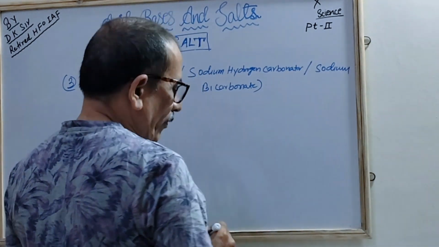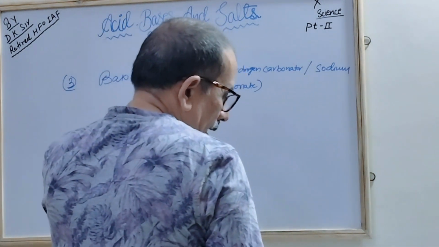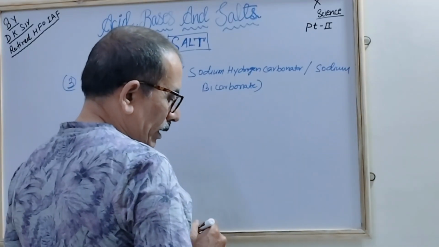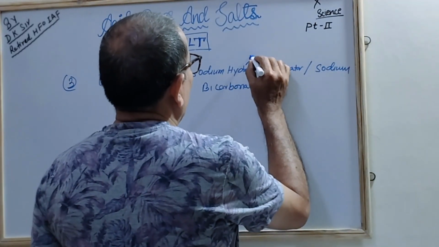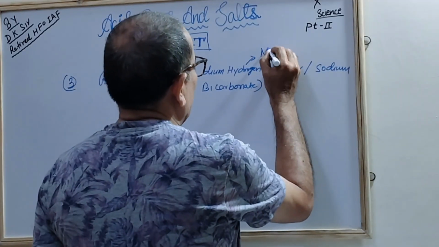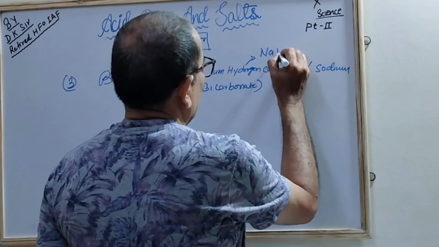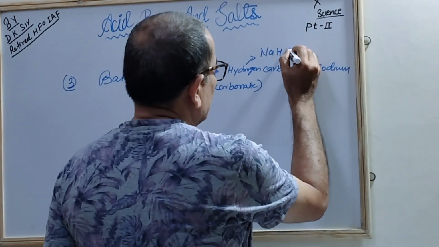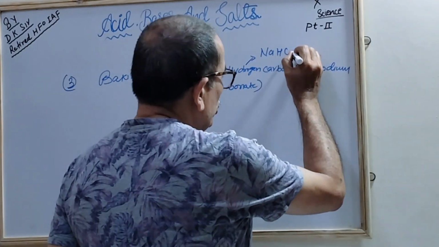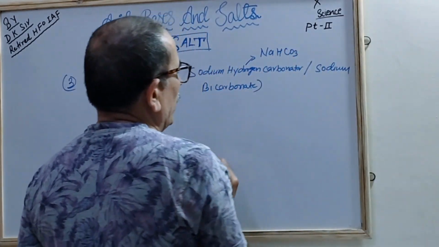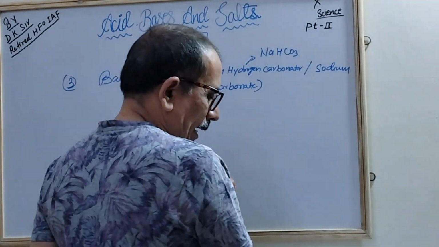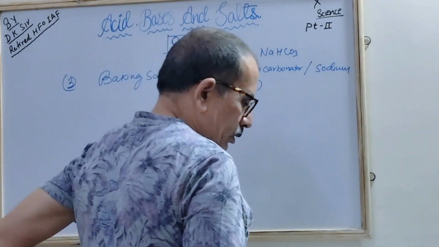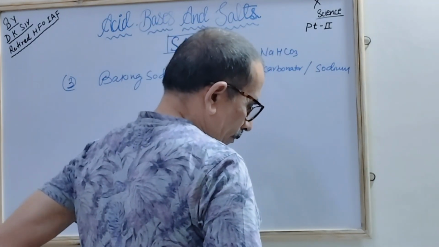So what will be the chemical formula of that? You take sodium Na, hydrogen H, and carbonate, which is CO3, correct? Sodium hydrogen carbonate. If it is sodium bicarbonate, we'll see the sodium bicarbonate.